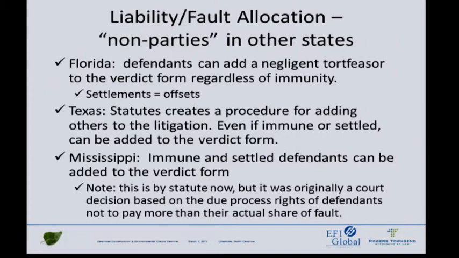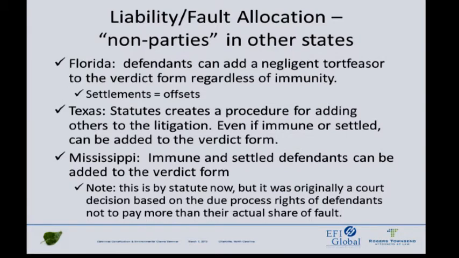Just briefly, how it works in other states. Remember I said South Carolina's statute is a Frankenstein. There are similar statutes in Florida and Texas, and Mississippi is also similar, all of which have a procedure for allowing you to add immune parties or settled parties to the verdict form for purposes of allocation. And that takes care of the danger that somebody's going to be found more than 50% liable. Florida specifically says you can add tortfeasors to the verdict form even if they are immune. Mississippi, I will point out, has a statute that does that now.